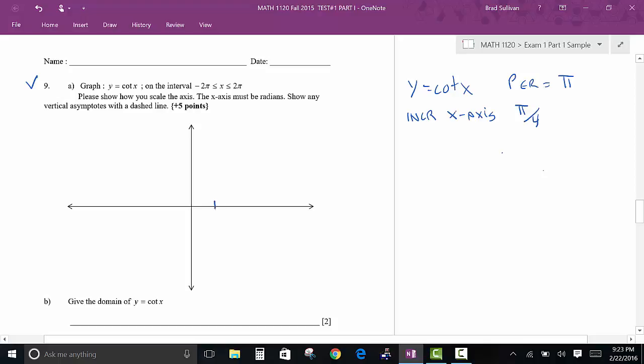So you're going to count these things out. So you got pi over 4. Then you got 2 pi over 4. 2 pi over 4 is really pi over 2. Then you got 3 pi over 4. Then you got 4 pi over 4, which takes you to pi like this.